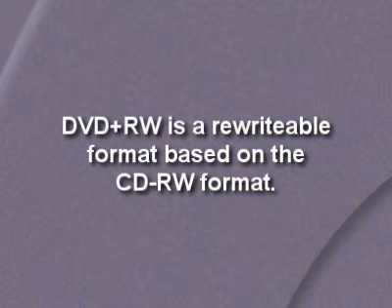DVD plus RW is an erasable format based on CD-RW technology. Just like a DVD-RW, a DVD plus RW uses a crystalline coating on the bottom of the disc. When a high-intensity laser hits it, it creates a crystal, which reflects. Areas where the laser doesn't hit don't reflect. We have our binary data.